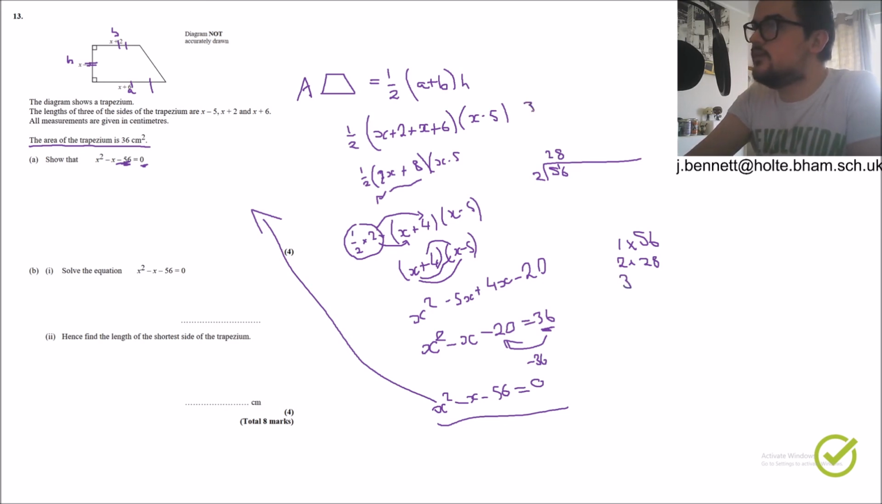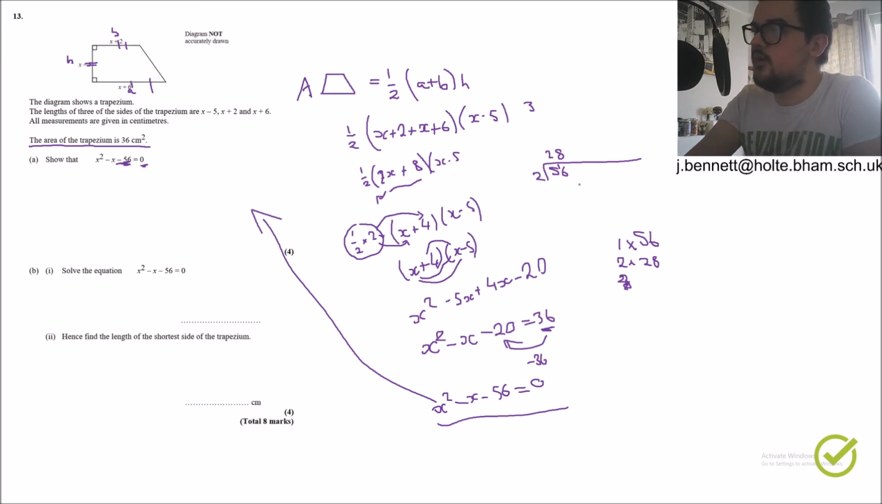Let's try 3. Well, actually, we can find out if 56 is a multiple of 3. We add the digits in 56 together. If it adds to a multiple of 3, we're grand. 5 plus 6 is 11. 11 is not a multiple of 3. So we know that 56 is not a multiple of 3, so we cross that out.